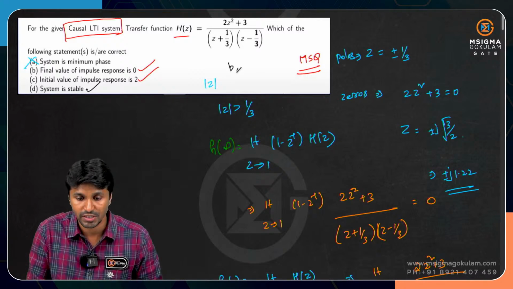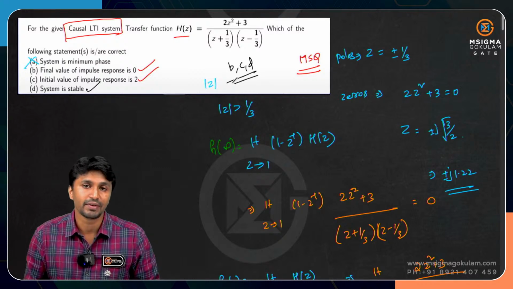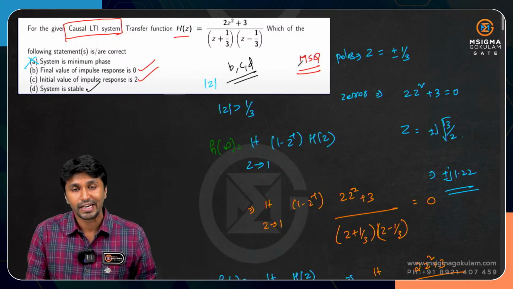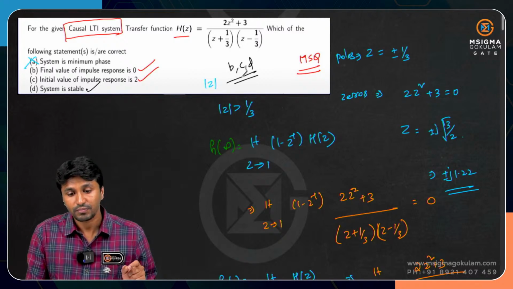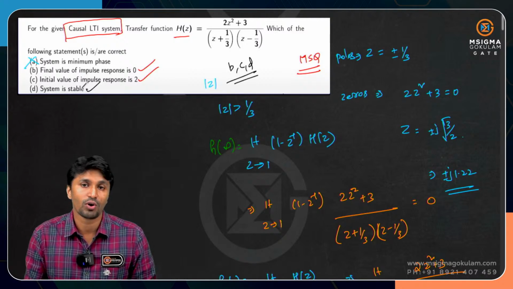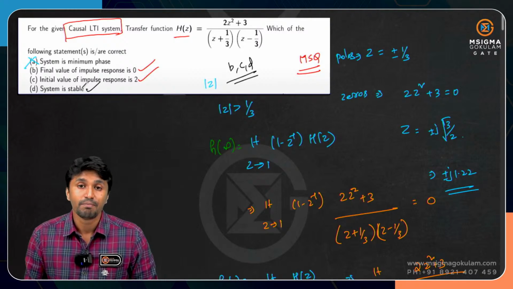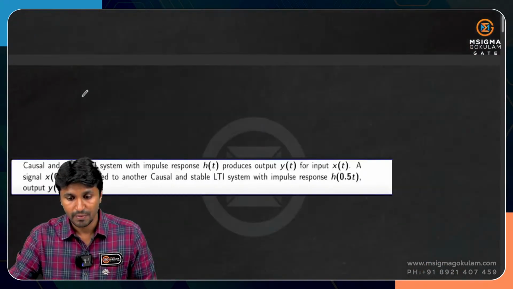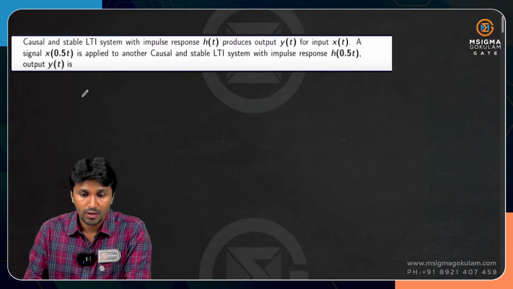So the answer to this question is B, C and D, right? All the three options are correct. So this is a multiple select question. If you want to get the specified marks, you have to select all the correct answers, right? Now let us move on to the next question. Look at the next question.